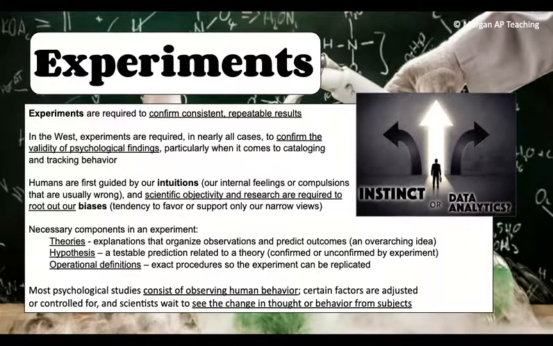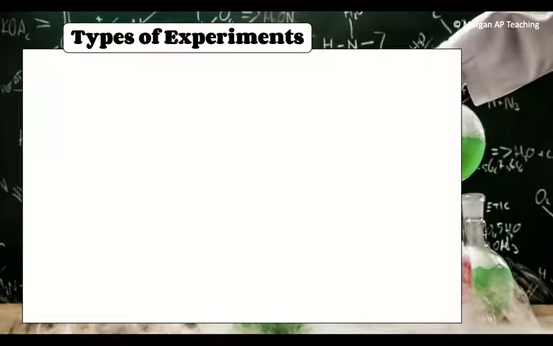There we go, instinct or data analytics. So we're going to talk about types of experiments. A correlational study is what we're going to run into a lot in this course. Try to see how two factors are linked together, and that's going to be a big part of what we do. But correlation does not equal causation. So even if we find a link between two variables, it doesn't necessarily mean they cause each other.